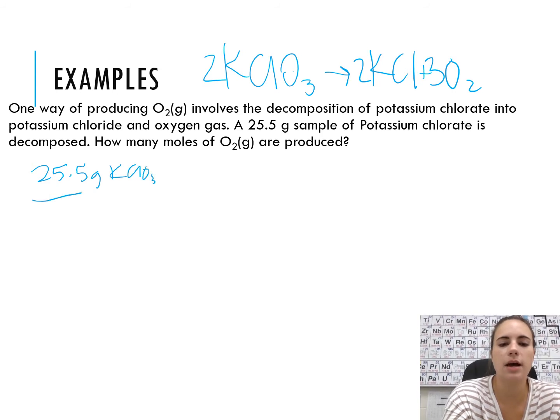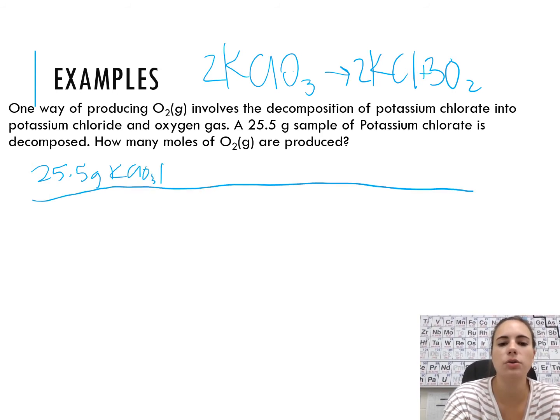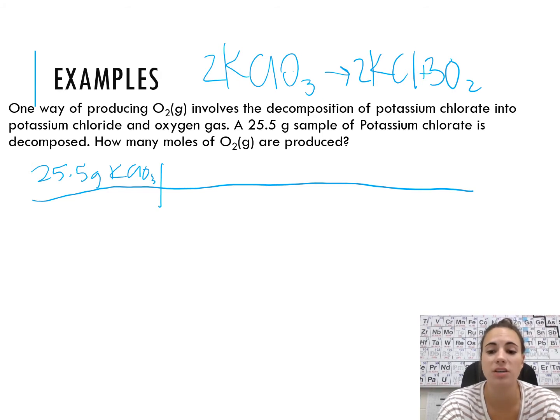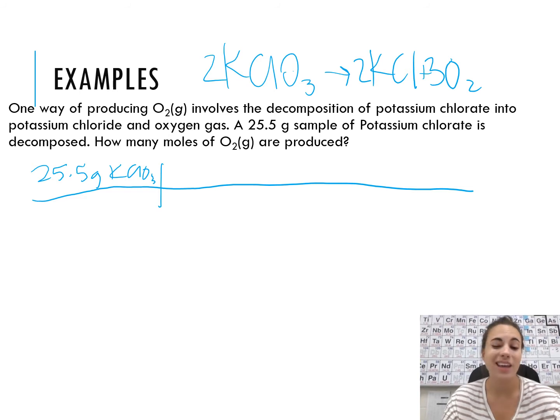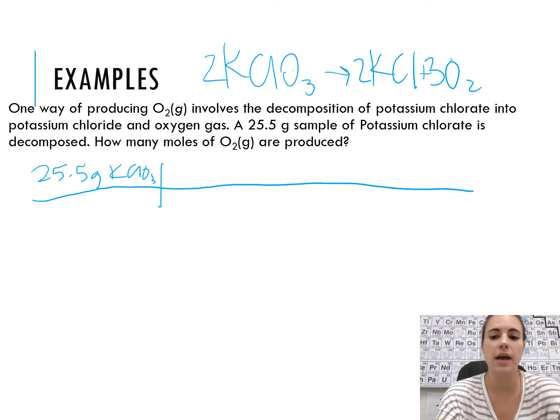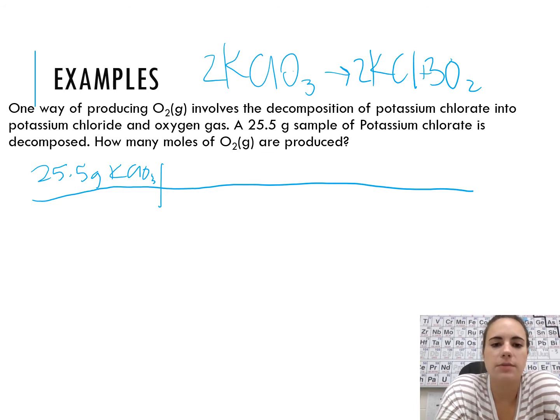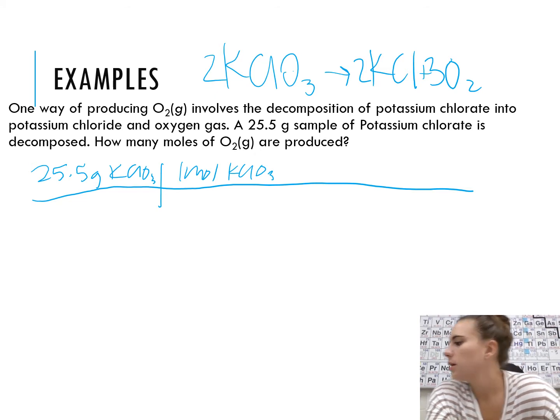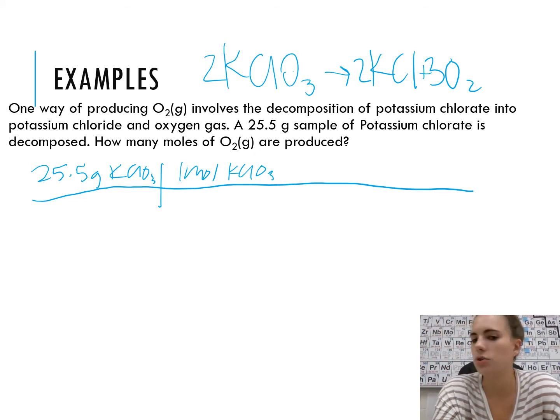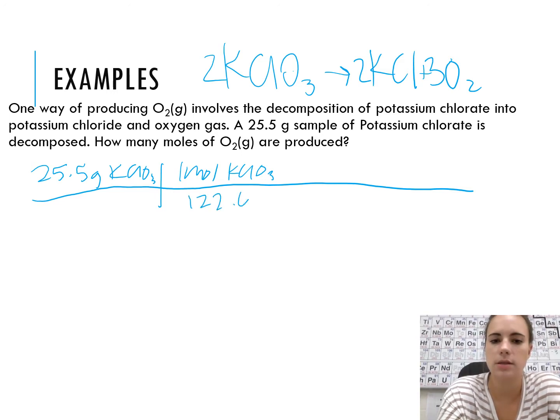Now you'll notice I always include the formula as part of my units, because since I'm switching from one substance to another, it can get a little confusing, and it helps to keep it organized to put your substance formula in your units. Okay, 25.5 grams. Now I got to go from grams to moles, so I need my molar mass. I find the molar mass of potassium chlorate, and it is 122.6 grams.